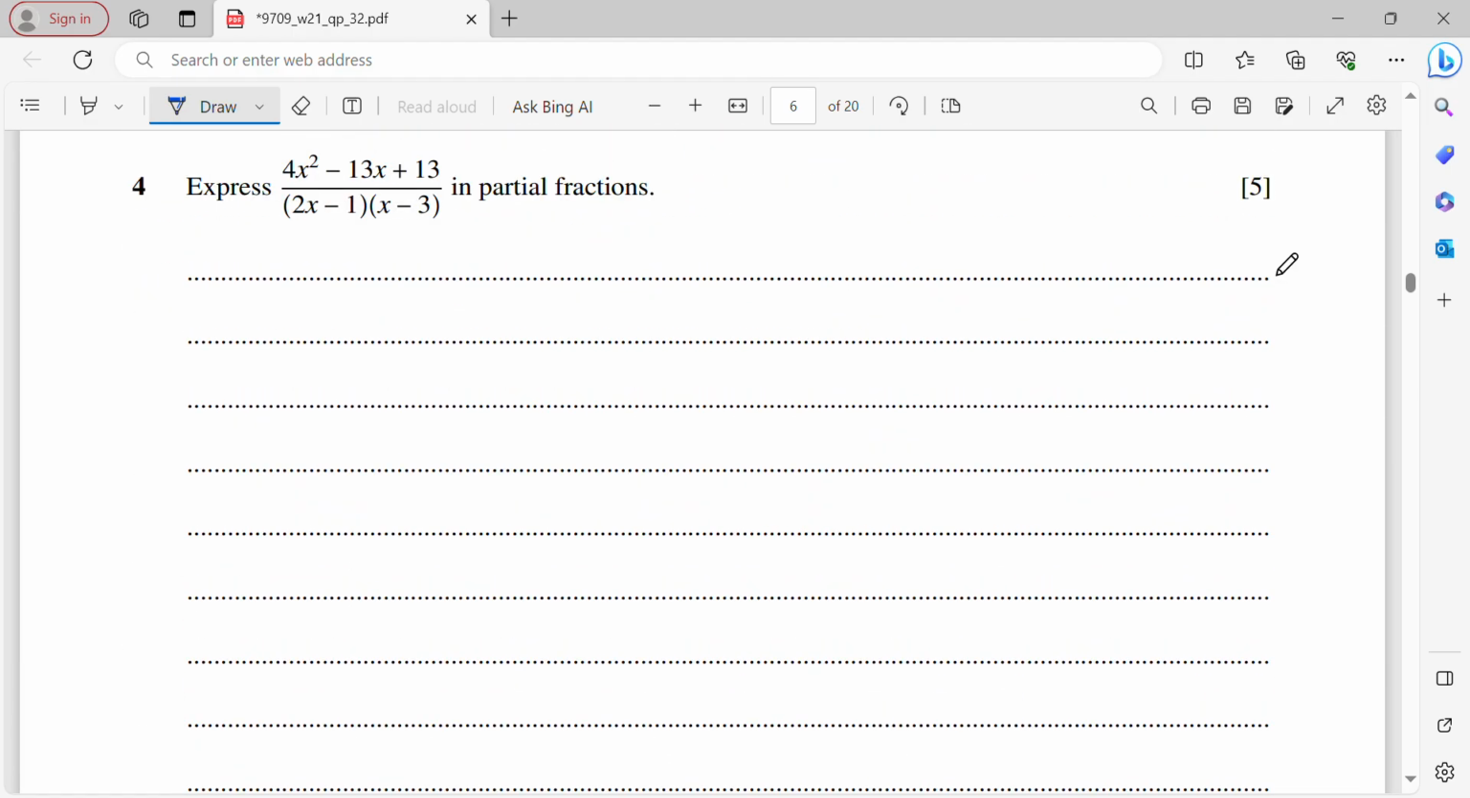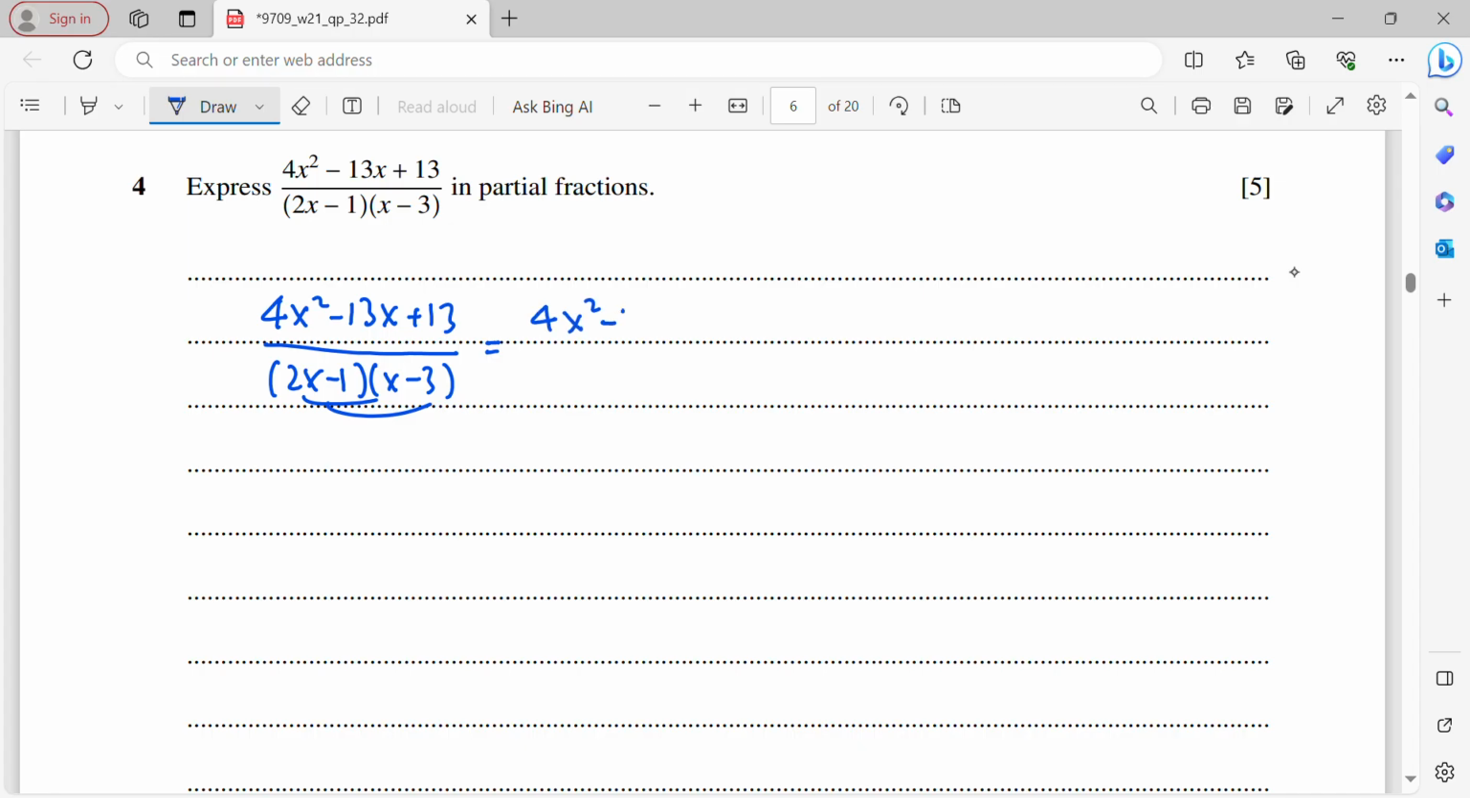Okay, question number 4. Express this in partial fractions. Now, first of all, look at the degree of the x, the highest degree. Numerator is degree 2, denominator when you expand is also degree 2. That means you are given an improper rational function, which means the first step is to use long division, or what we call polynomial division, before the partial fractions. So for polynomial division, I need to expand the denominator.